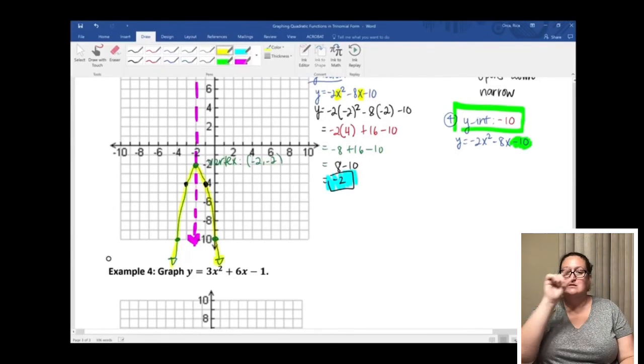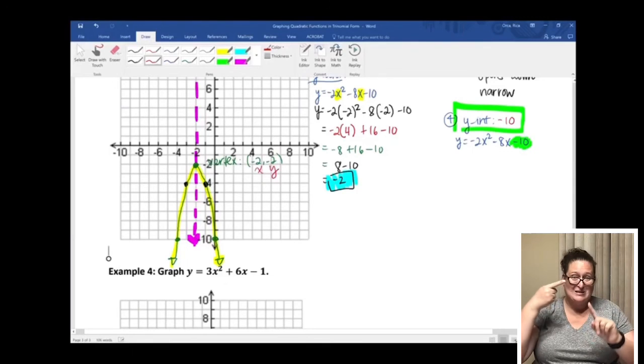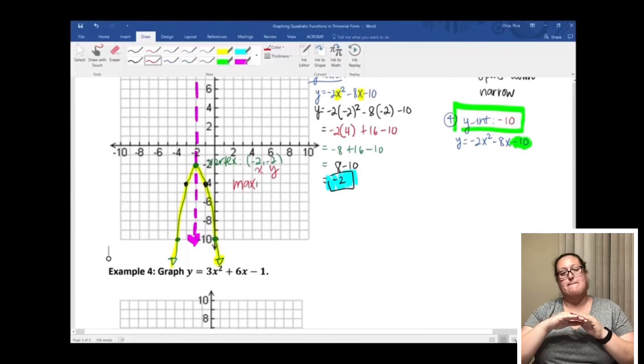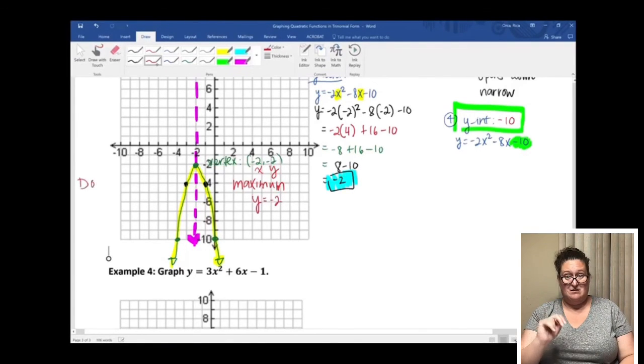Okay, now we want to graph the parabola. Highlight it. And then let's go ahead and identify our maximum. Since our vertex is the highest point, we have a maximum at y equals negative 2. And the domain, that's all real numbers.